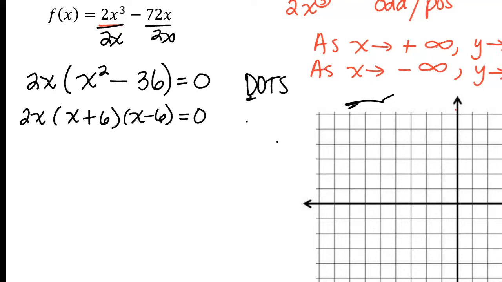And then to find the zeros, you just make each piece equal to 0. So I got this 2x equals 0. If I do that, how do I solve for x? That's 2 times x. So the inverse is to divide by 2. That's going to give us a 0 there.